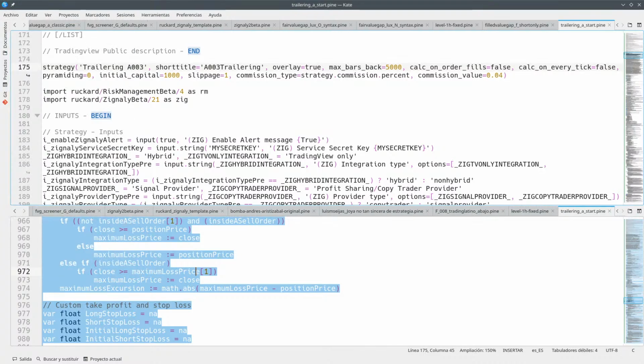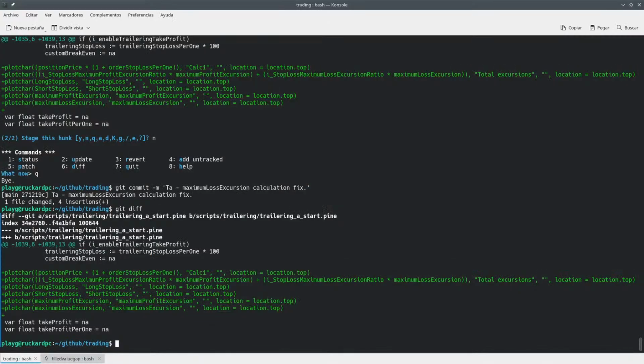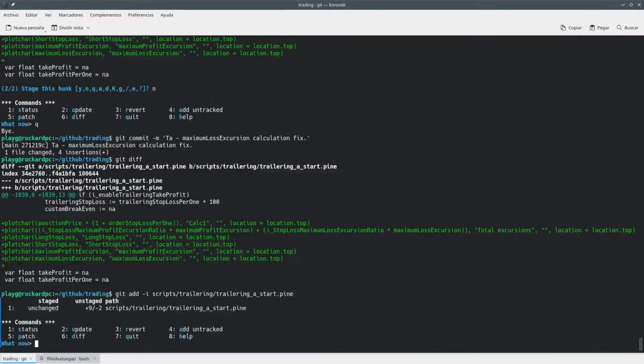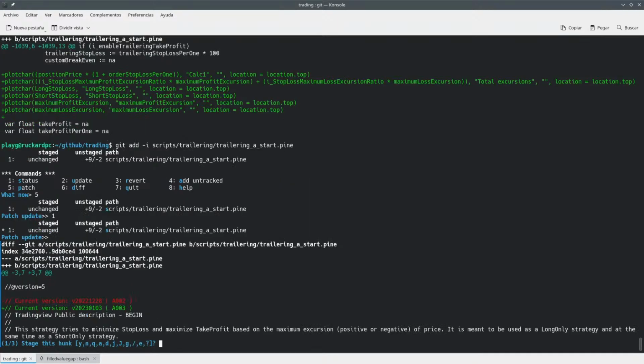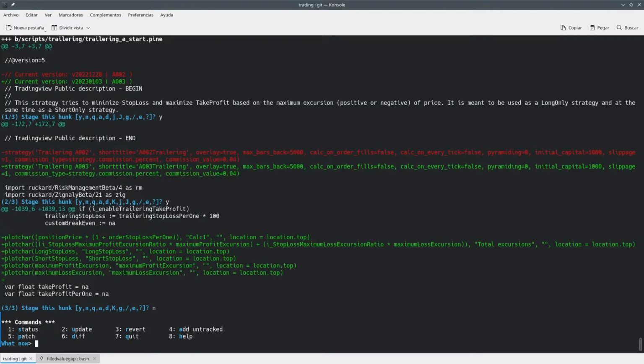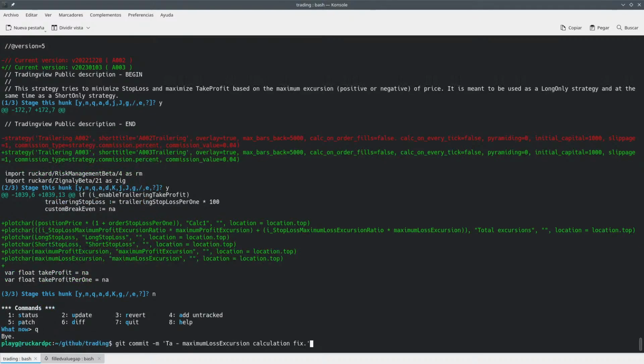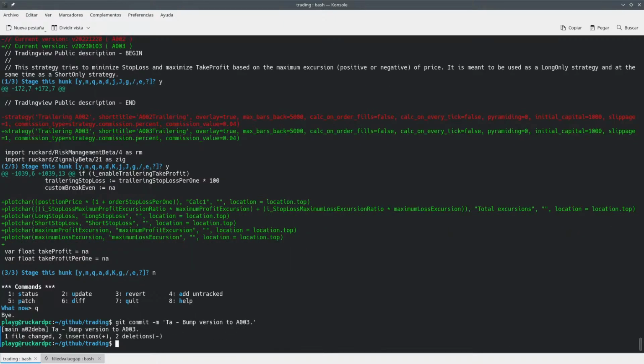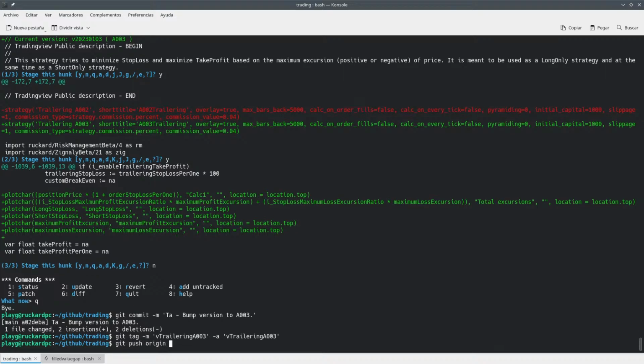So now I should be able to add this thing, but not this one here. So this is bump version to A3, and yeah, let's push this.